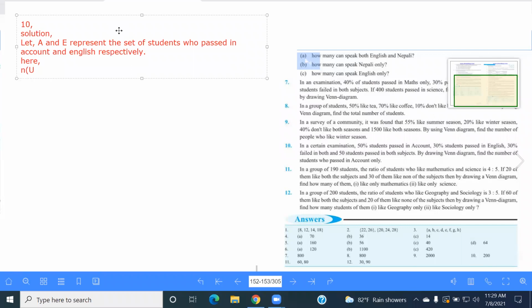Since the question is given in percent, the number of U is 100%. 50% passed in account. That's why the number of A is 50%. We let A and E represent the sets of students who passed in account and English respectively. Next, 30% passed in English. That's why the number of E is given as 30%.